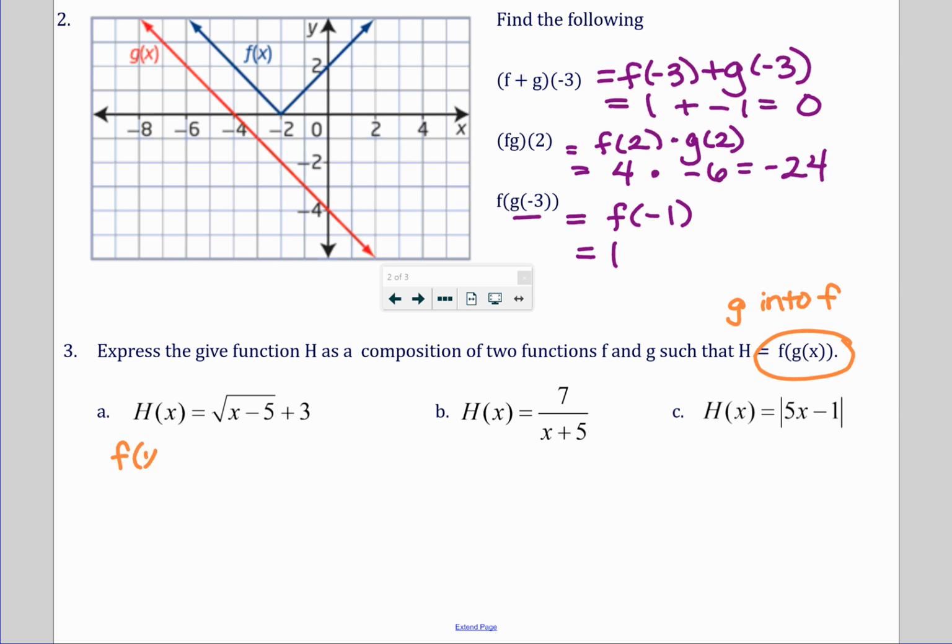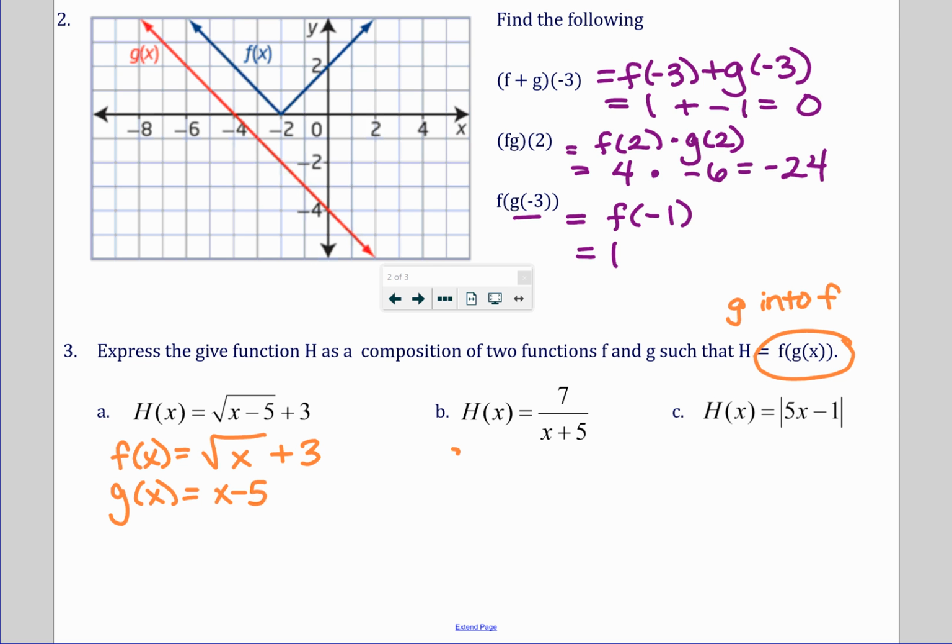So for this first one, I'll say f of x equals the square root of x plus 3. Okay, so my basic parent function plus 3. And if I make my g x minus 5, that will replace the x under the square root and give me the function I'm looking for. Make sure when you write these, there's a variable in every function.